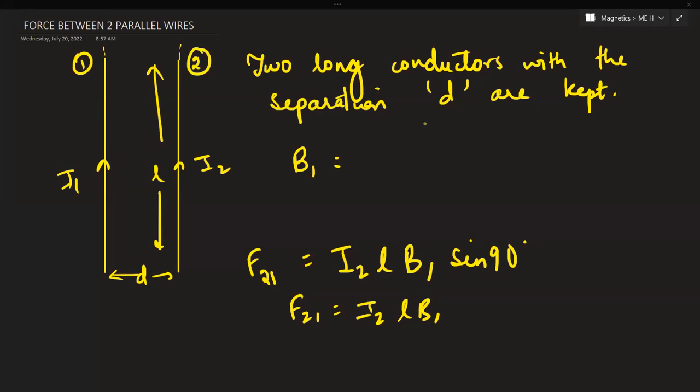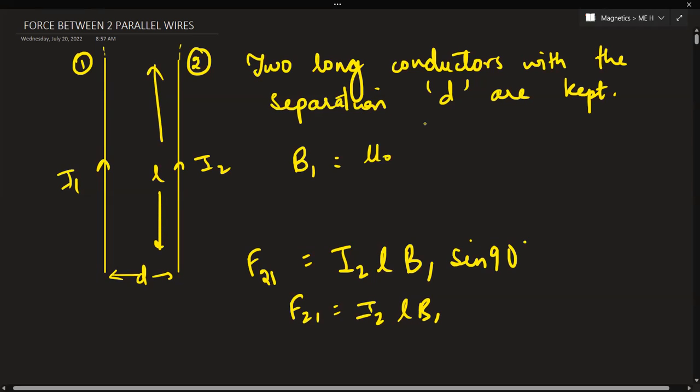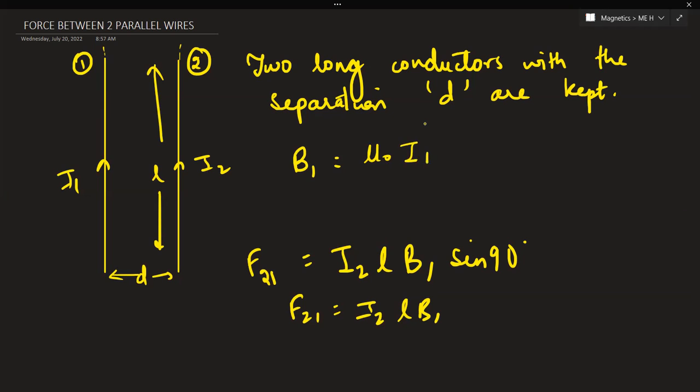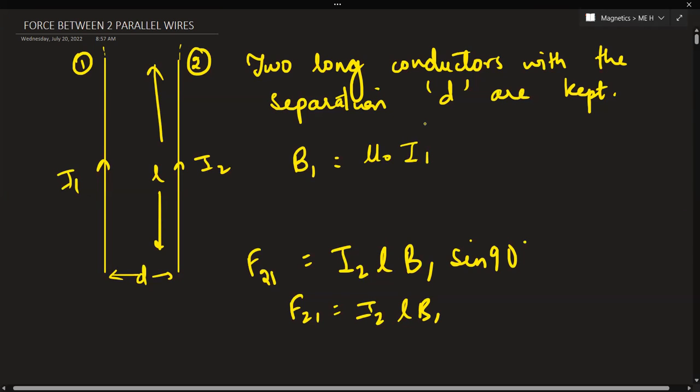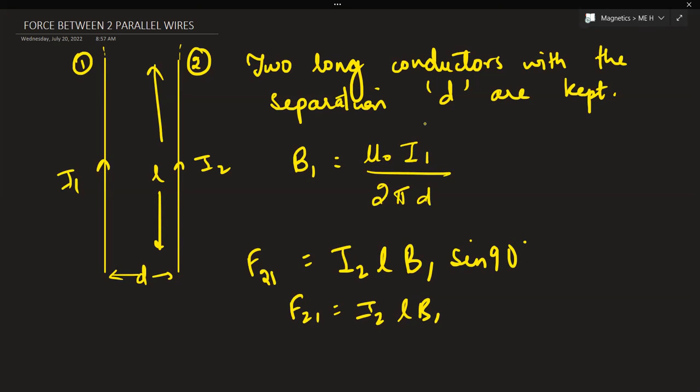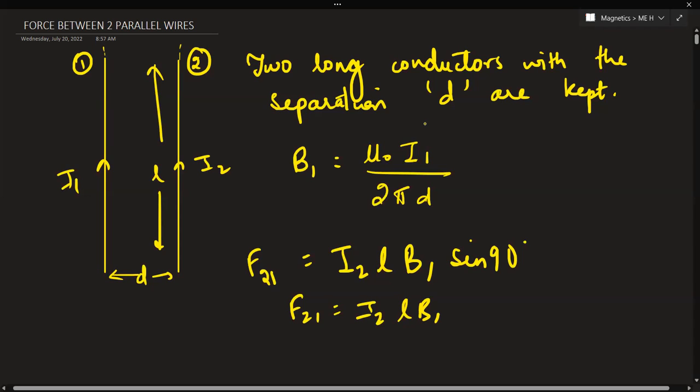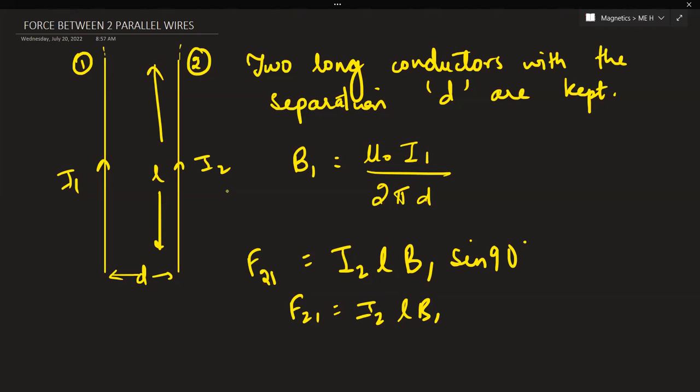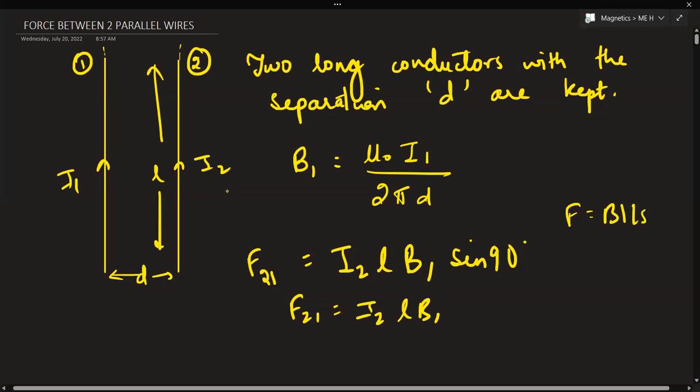Okay. B is equal to mu naught. Now for the first conductor, the magnetic field will be mu naught I1, because it's due to this one, divided by 2 pi d, where d is the separation. We are calculating at the second because of the first. So here F21 means the force on the second conductor due to the magnetic field of the first one. In this formula, now you are aware of BIL sine theta. That's why we did it.